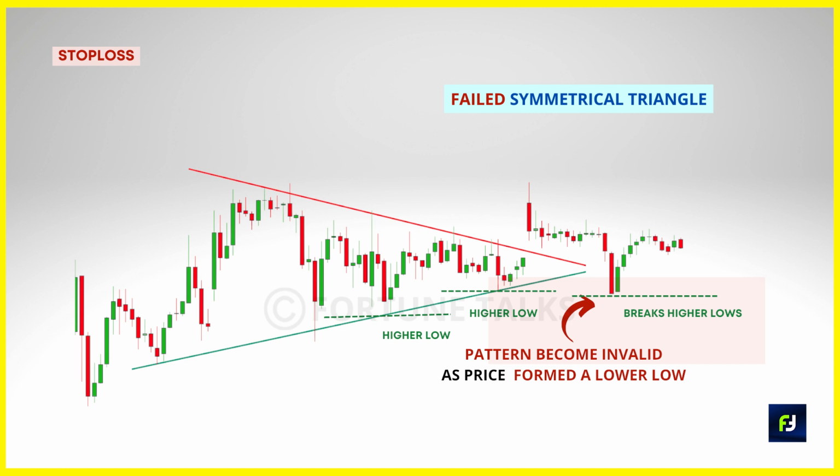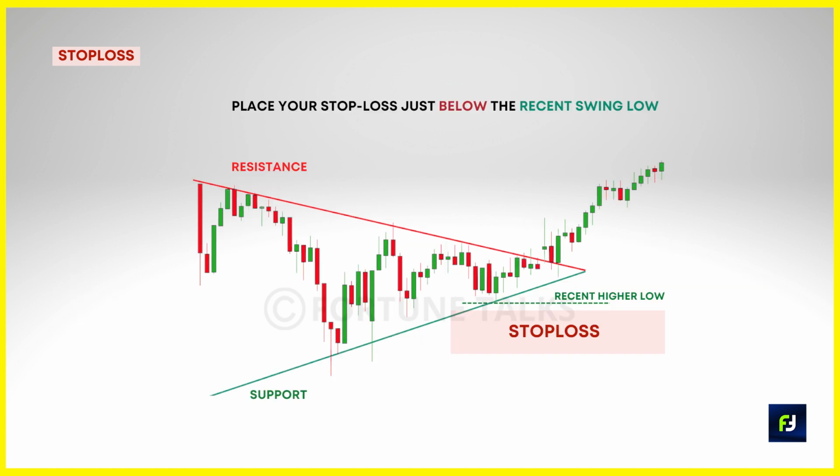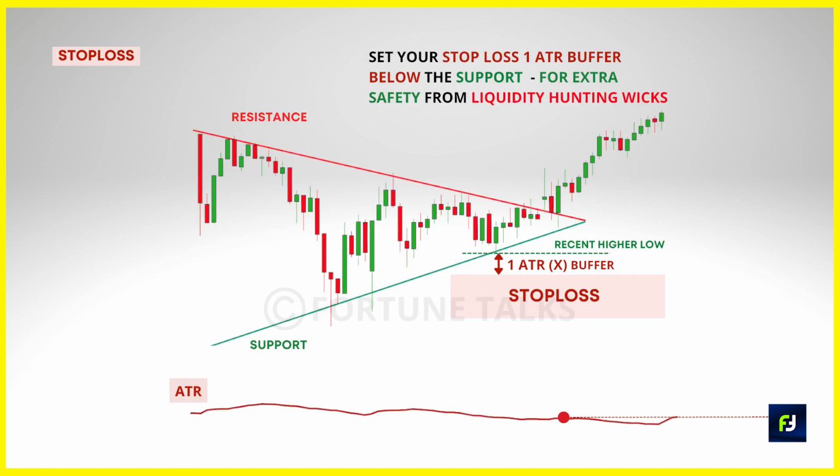Now, since the pattern forms higher swing lows, if the price moves below the recent swing low and forms a lower low, then we can be sure that our analysis was wrong. So it is exactly the place where you need to keep your stop loss, that is just below the recent swing low. You can give the price some breathing space by adding one ATR buffer below the recent swing low to compensate for the deep stop loss hunting wicks.